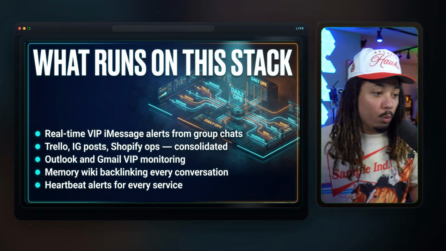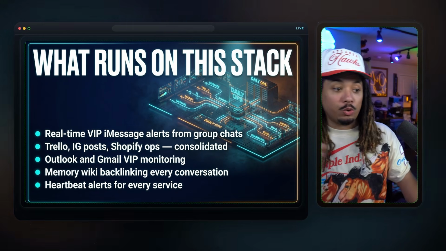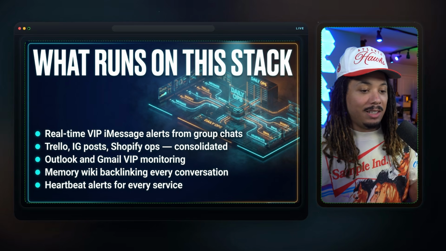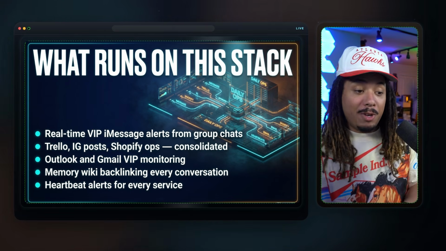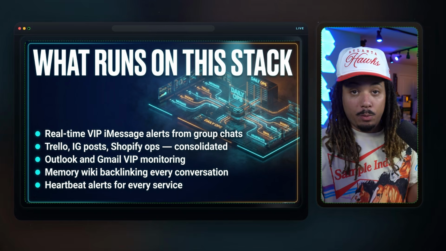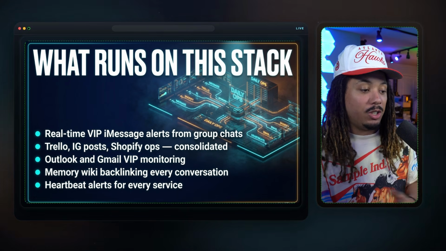What runs in the stack? Real-time VIP messaging alerts from group chats, Trello, IG posts, Shopify ops, all consolidated. Outlook, Gmail, VIP monitoring, memory, wiki, which we've been working on now, backlinking in every conversation, and heartbeat alerts for every service.